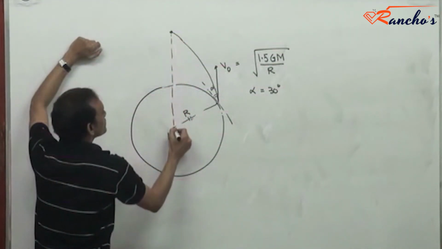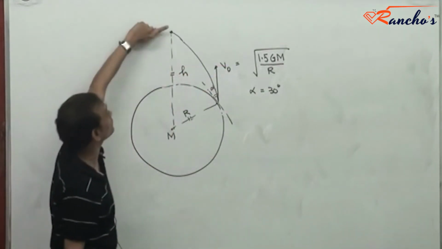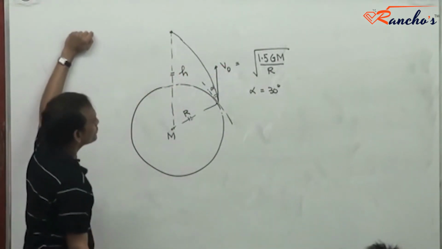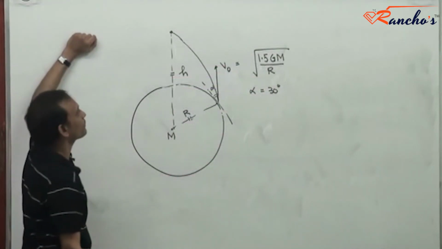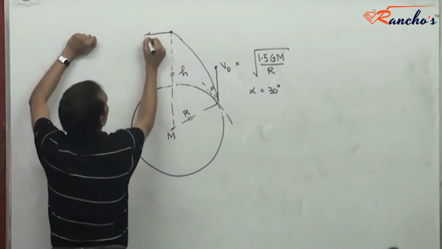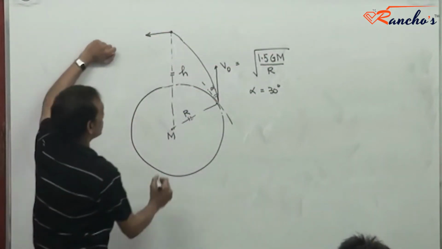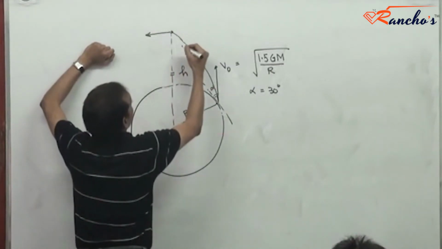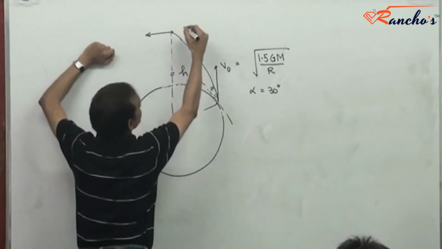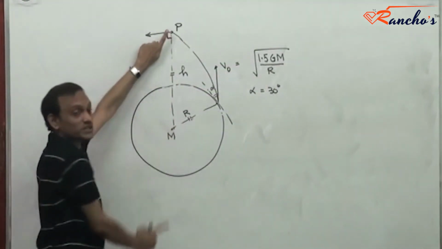if the maximum distance from the center of the Earth is h, then at this point the velocity would be perpendicular to the h. The velocity would be perpendicular to the h at the point P, where h is the maximum distance from the center of the Earth.